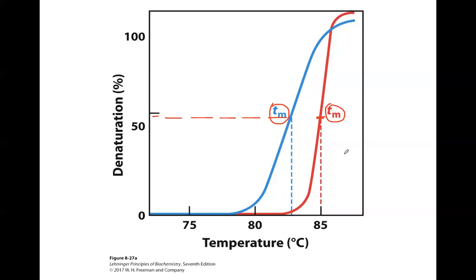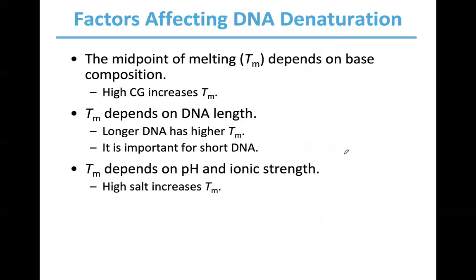So it's pretty straightforward to predict this Tm, right? You have a DNA fragment, you know the sequence, and you can predict the Tm, whether it's going to be high or low. All right, base composition: GC increases Tm. Also DNA length, obviously. The longer the DNA, the harder it is to separate the strands. pH and ionic strength: salt increases Tm.